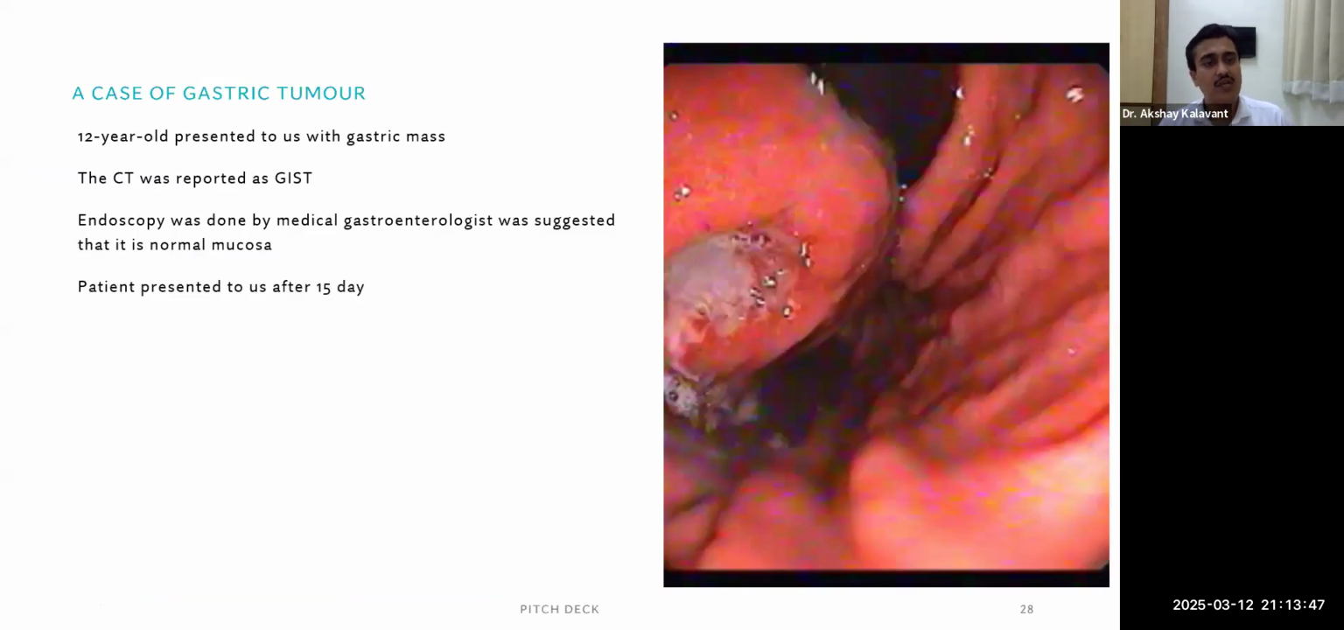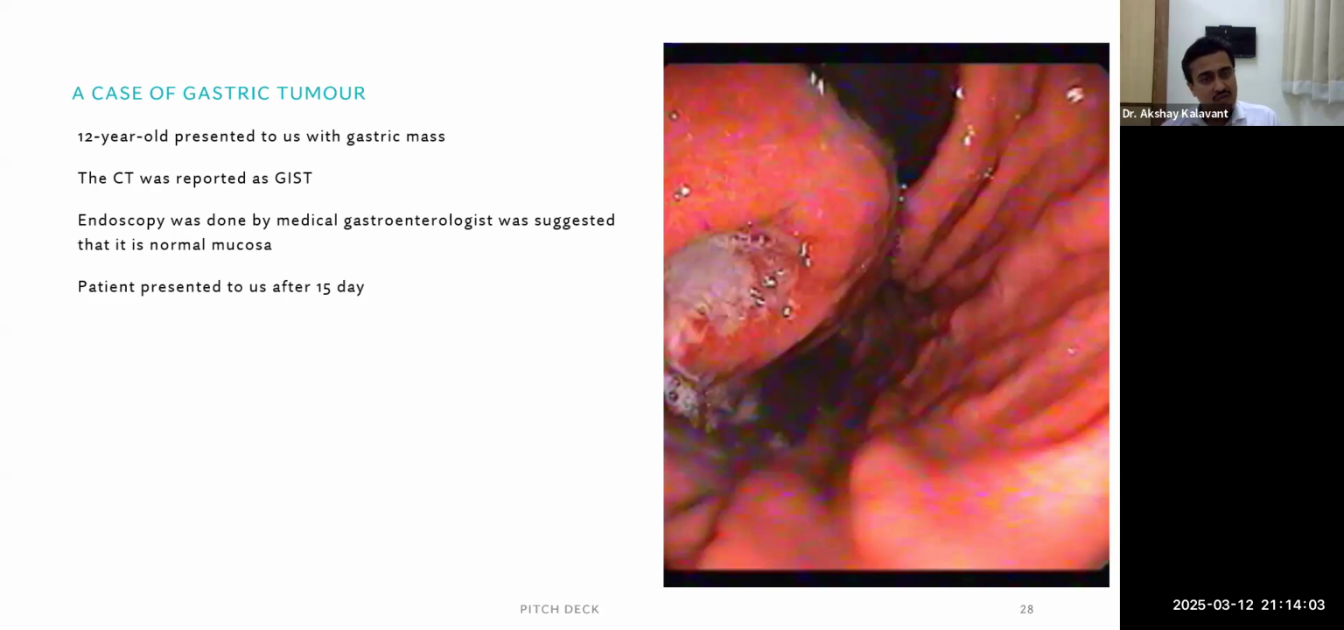So this was a 12-year-old child who presented to us with a gastric mass, a palpable gastric mass. CT was done outside. We had only one film. It was in a government hospital. We did not have a CD, which showed that they had made a diagnosis of GIST.